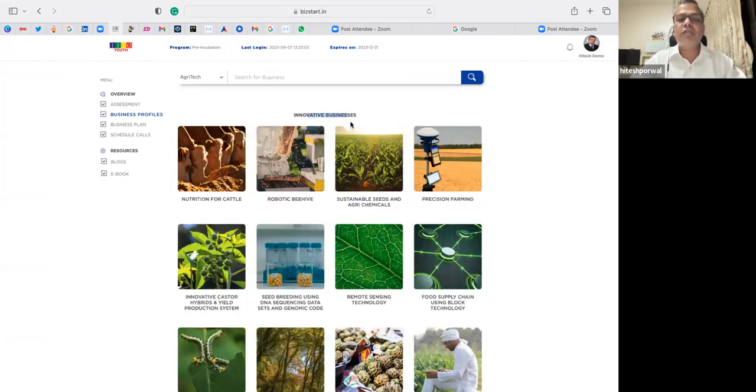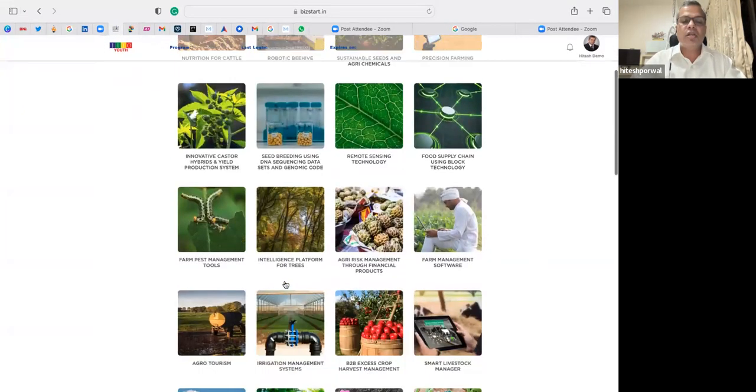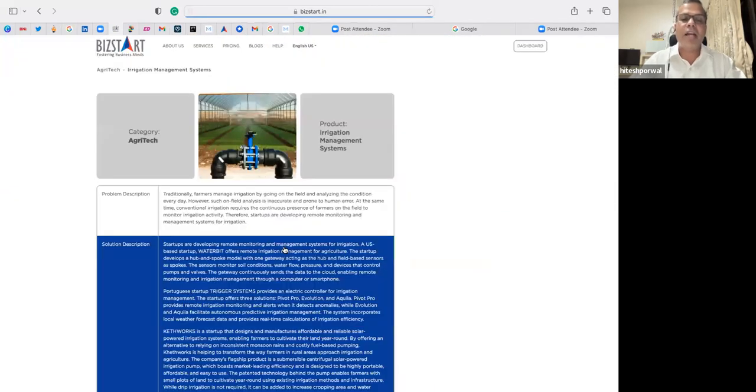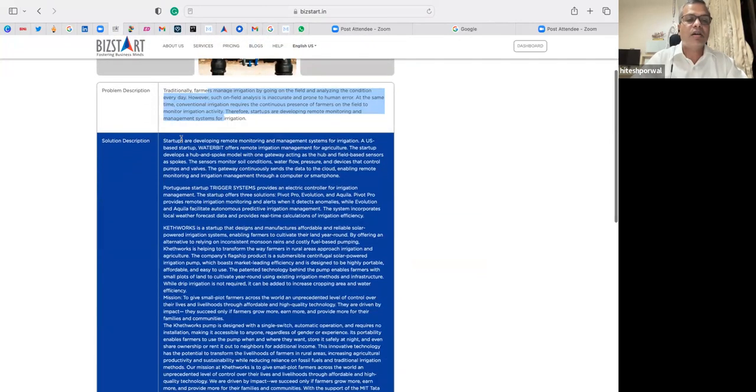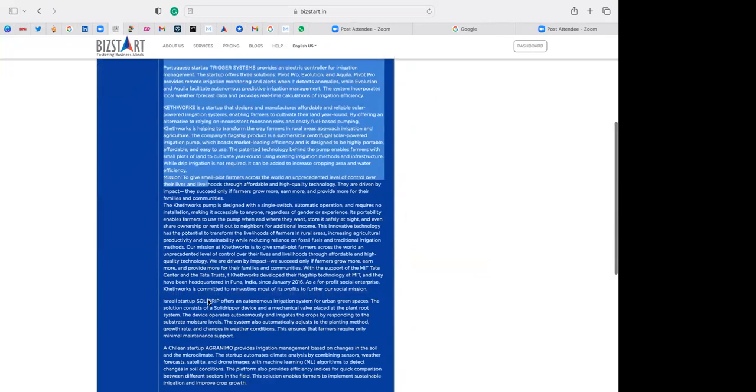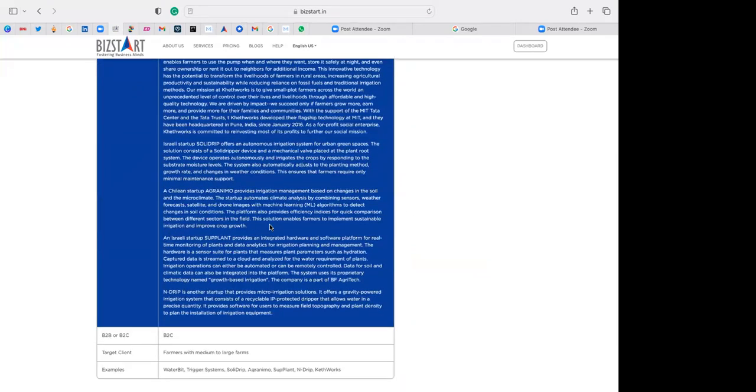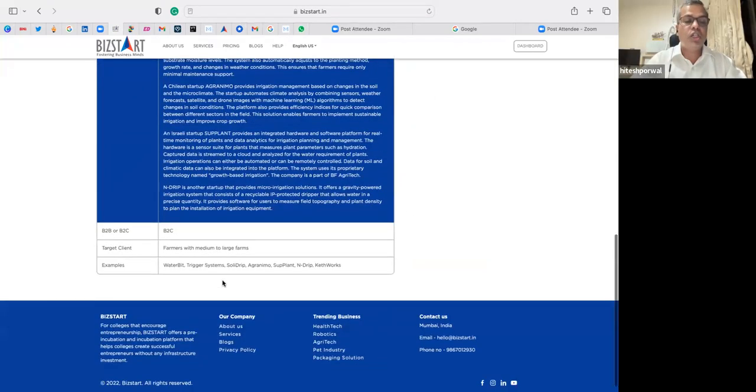Every time you see innovative, you won't get economics. You'll get what is the problem and what's the solution. Is it a B2B opportunity, B2C? So say for example, you want to solve irrigation management. You've got a startup idea in irrigation management. So what is the problem description? And what is the research that few of the best startups in the world are already doing in this space, and what they have achieved?